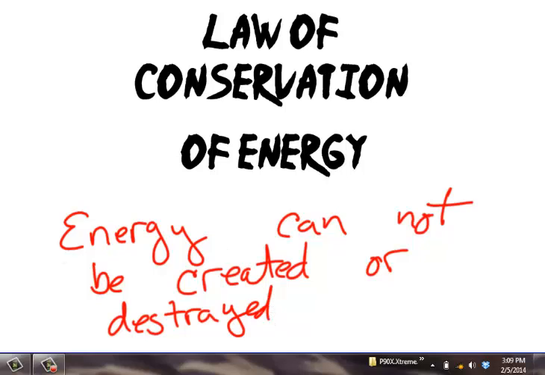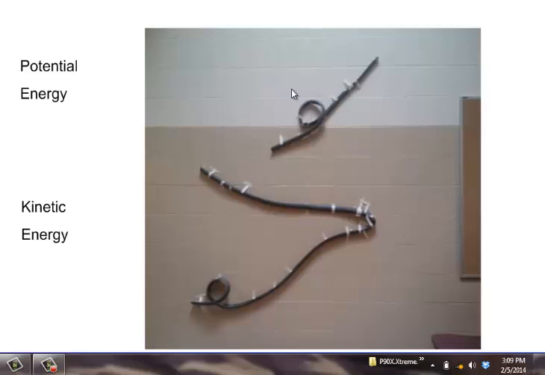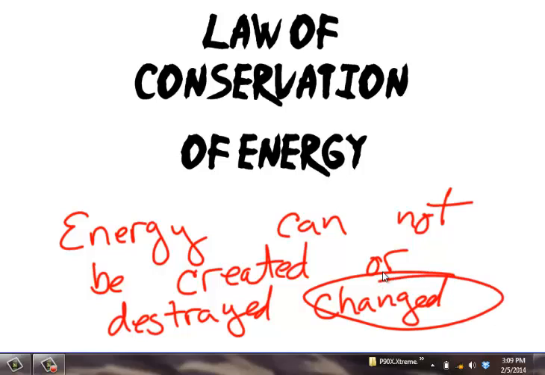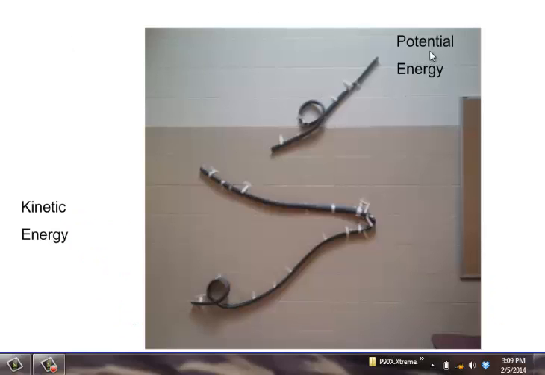As we look at our lab, this is a typical roller coaster that we saw on the wall. We need to talk about where there was the most potential energy. And I think everybody agrees that the higher something is, the more potential it has to fall. So we had the most potential energy up here. So how did it get that potential energy? If energy cannot be created or destroyed, it can only be changed, then what changed to make this potential energy exist?